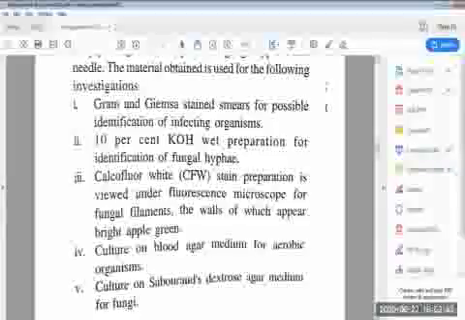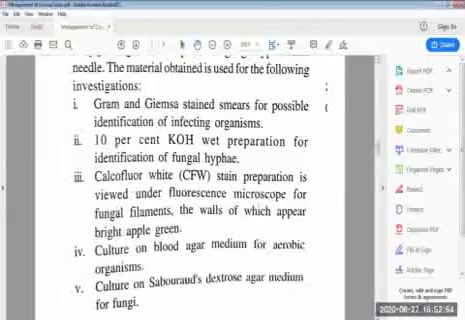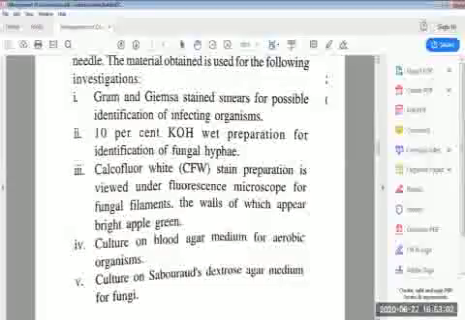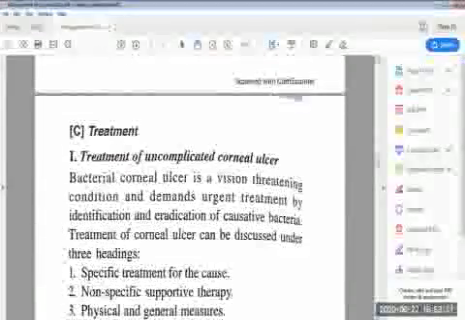of infecting organisms. Then 10% potassium hydroxide wet preparation for identification of fungal hyphae, and CFW, calcofluor white stain preparation, is viewed under fluorescent microscope for fungal filaments, the walls of which appear bright apple green. Then culture on blood agar medium for aerobic organisms, and culture on Sabouraud's dextrose agar medium for fungi. Then comes the treatment part.